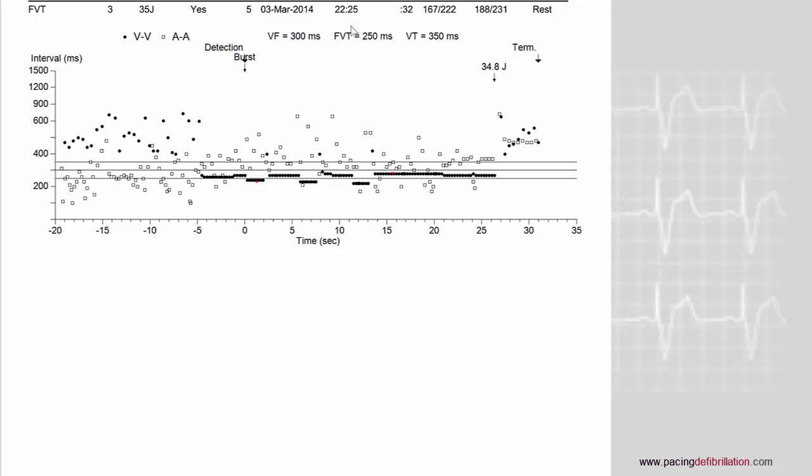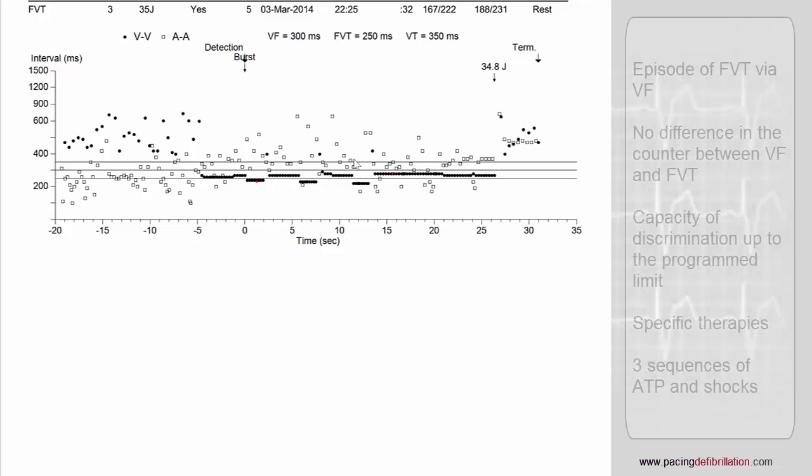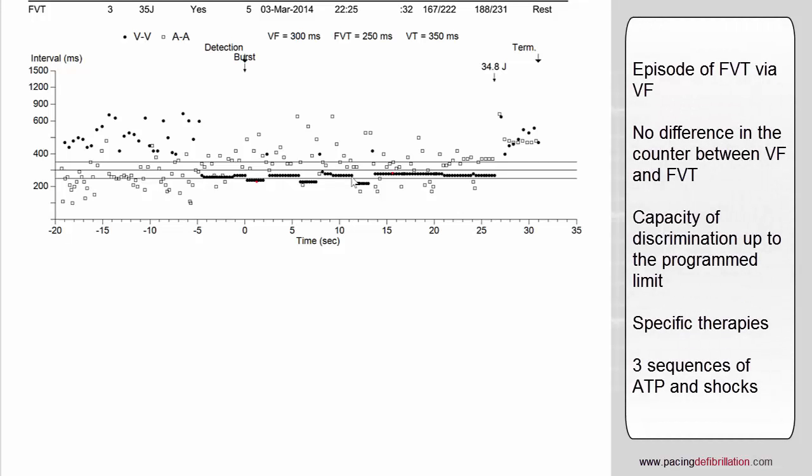In this patient, the fast VT zone has been programmed via VF. It means that both in the fast VT and the VF zone, the probabilistic VF counter will be used. For tachycardia faster than 200 beats per minute, there is a risk of undersensing, so the VF counter is probably more appropriate than the VT counters that require consecutive cycles.